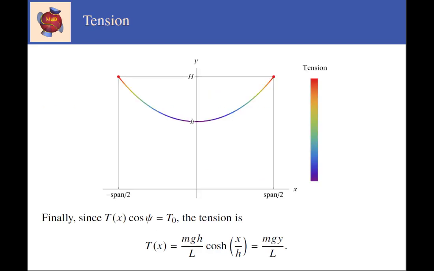Finally, we can solve for the tension, which reduces to mg times y over L. The graph shows the catenary colored by the tension. So note that the tension is smallest at the lowest point on the catenary and highest at the highest points.